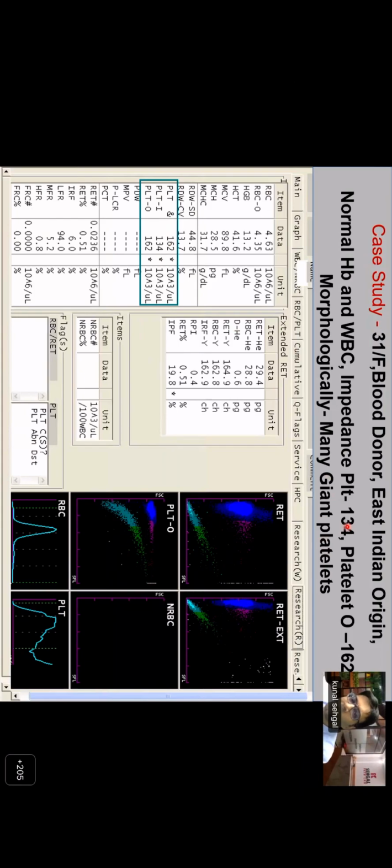The take home message is to remember two things. In giant platelets, optical platelet count is useful. These are conditions where the optical platelet count may be better than the impedance. Second, patients from certain East parts of India may have this condition called macrothrombocytopenia, but it's not true thrombocytopenia. But be careful.